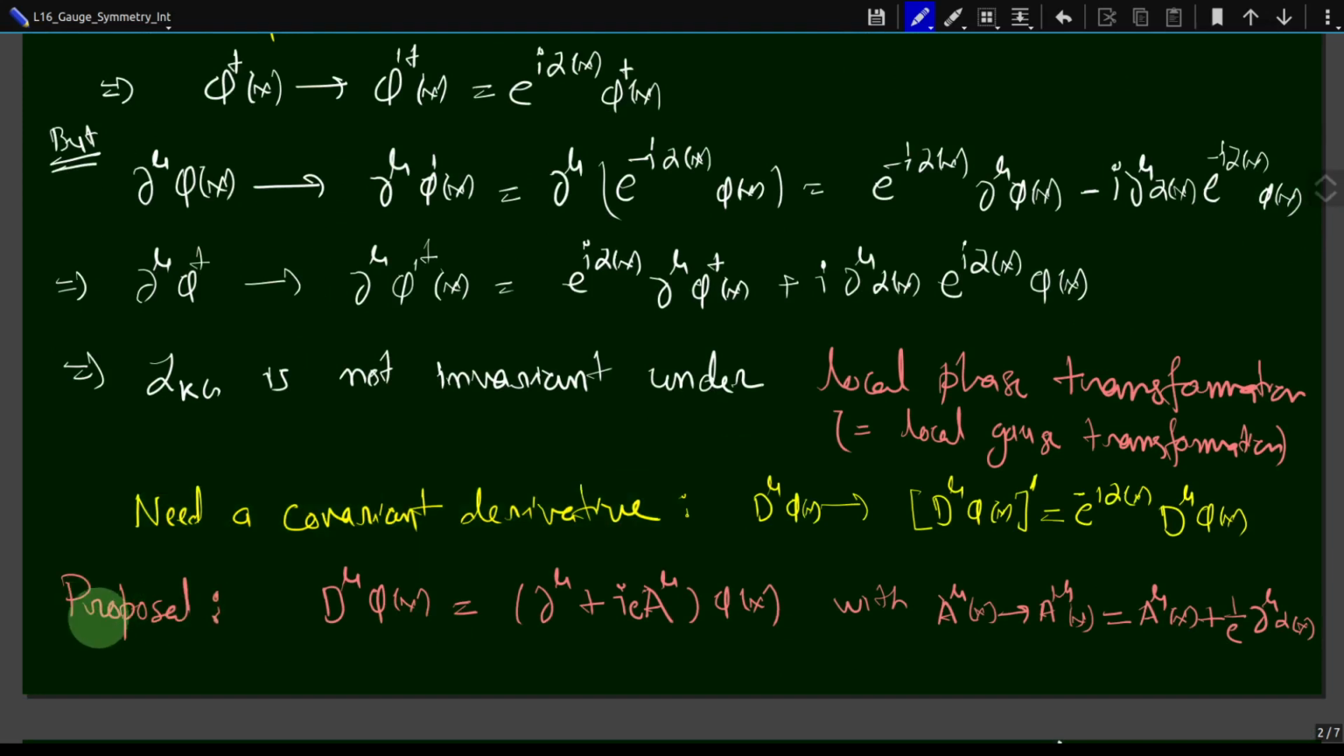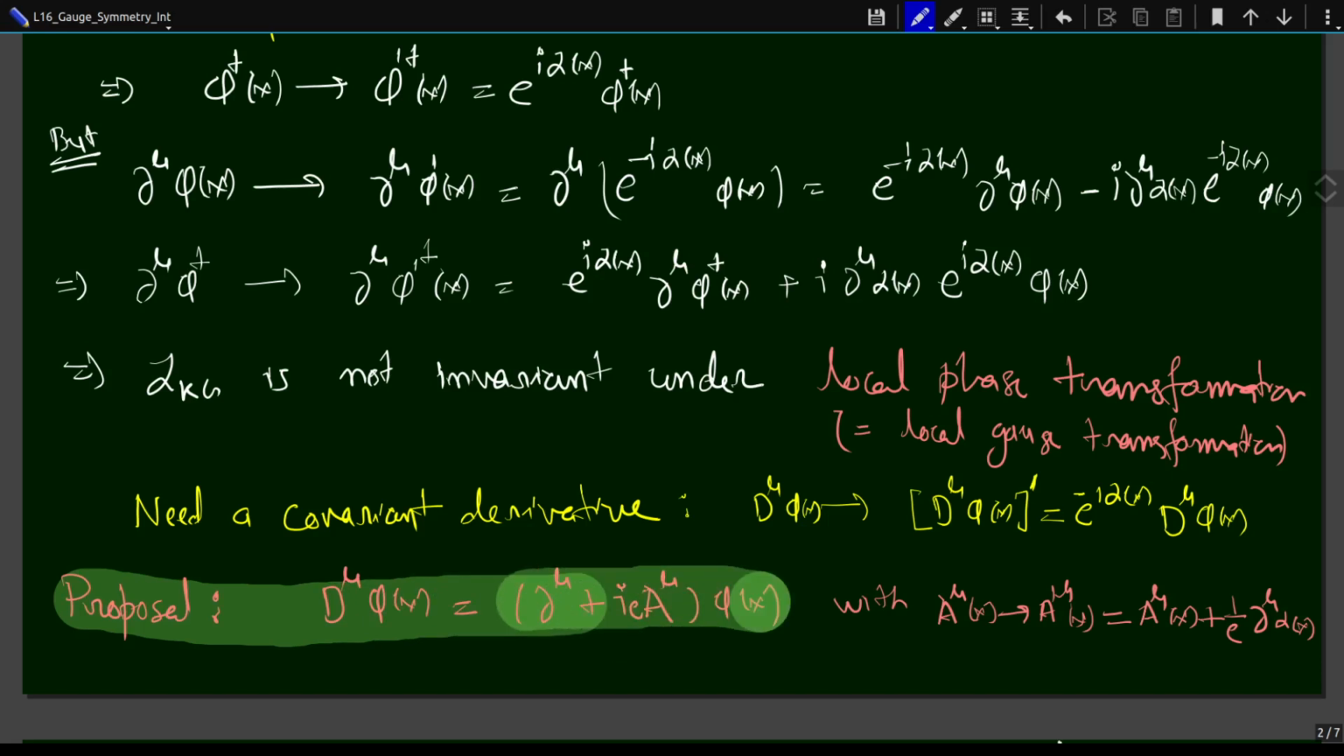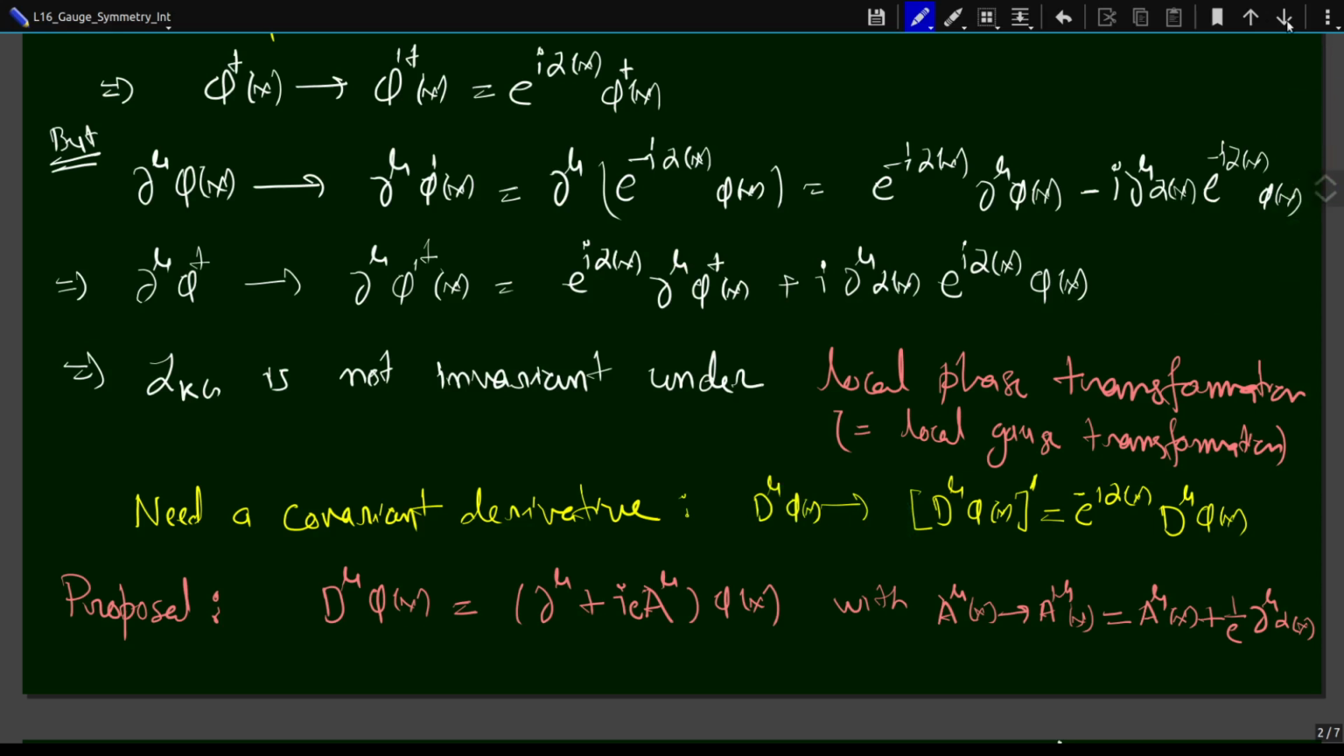The proposal: D_μ φ(x) is the partial derivative ∂_μ plus i e A_μ, acting on φ(x). When the transformation is happening, A_μ(x) goes to A'_μ(x), which is related to A_μ(x) by A_μ plus 1/e ∂_μ α(x). If A_μ transforms as such, then this D_μ is a well-behaved thing.